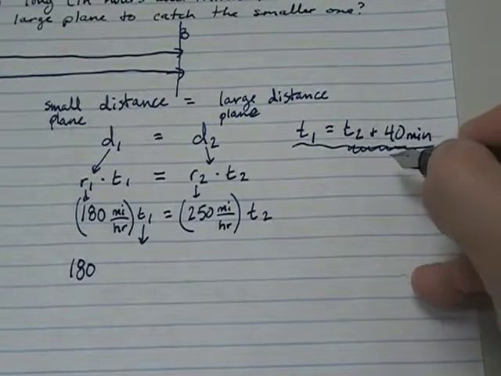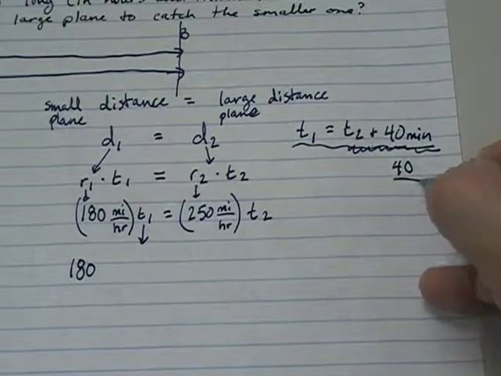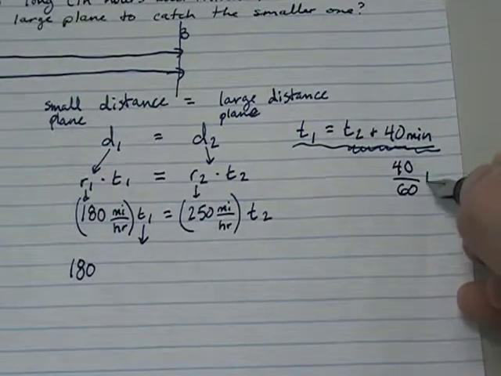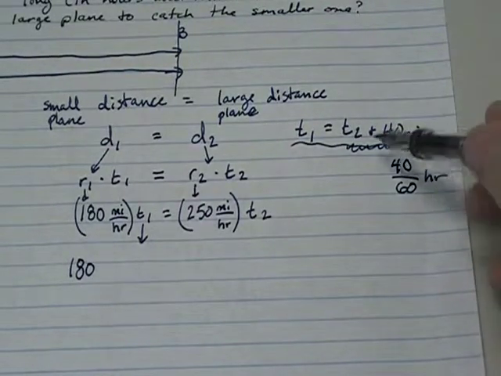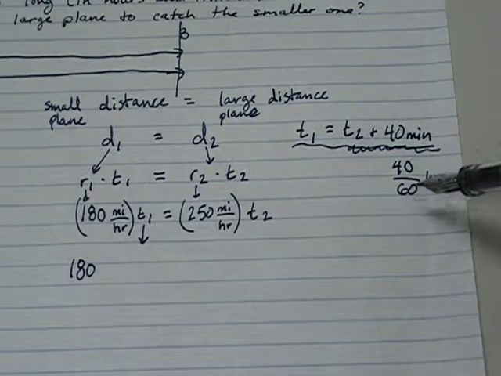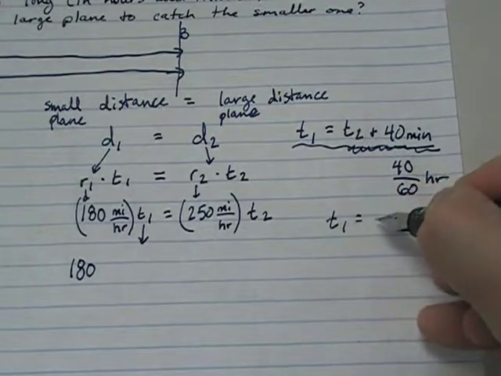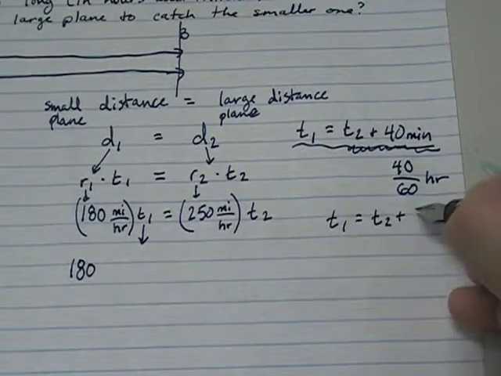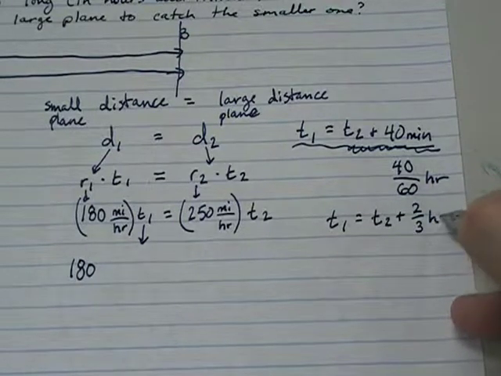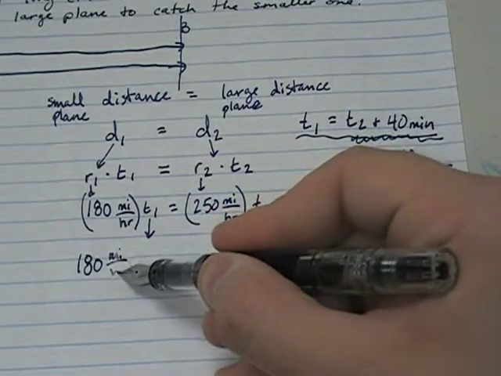If you know the number of minutes in an hour, which is 60, then this is 40/60ths of an hour. So whenever you have, let's say, 22 minutes, well, that's 22 over 60 hours. Well, 40 over 60 just so happens to reduce to 2/3, so I know that T1 equals T2 plus 2/3 of an hour.